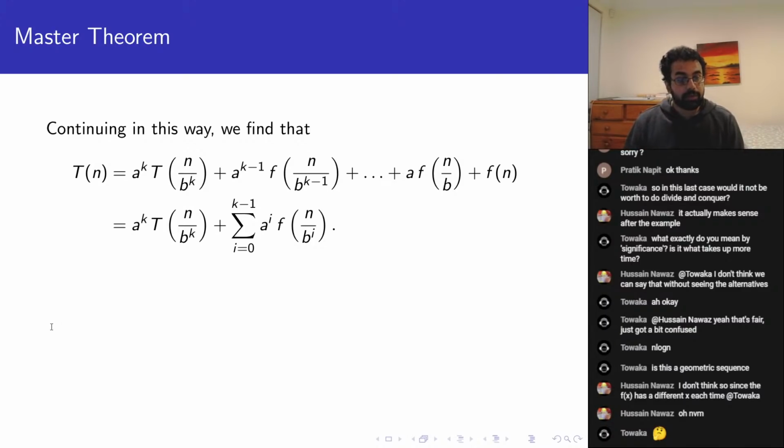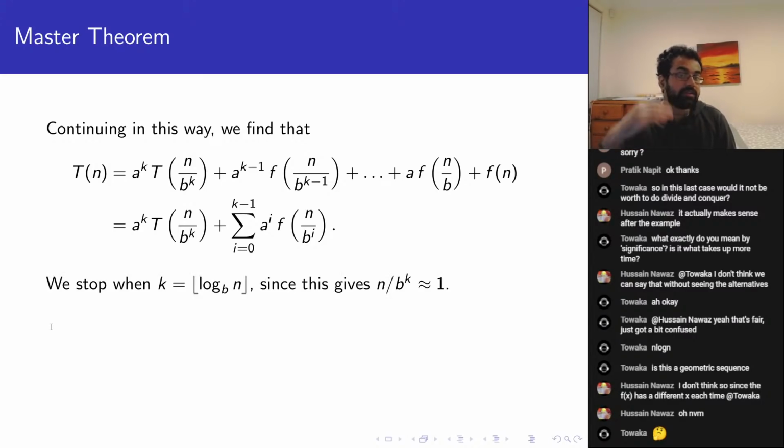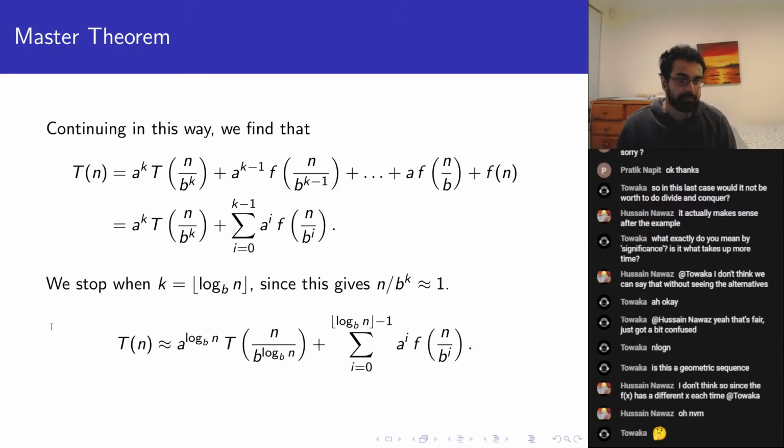How far down do we go? Do we recurse forever? No, we only recurse until we get down to trivial instances, which is when n over b to the k is 1. At that point, there's no point recursing further. So this is going to continue until n over b to the k is about 1. In other words, k is about log base b of n. Again, recalling the definition of logs, this is what we want.